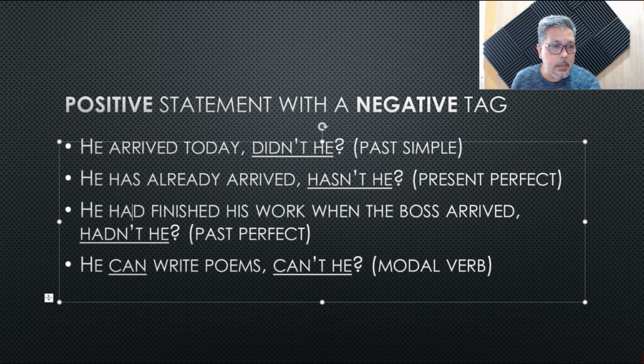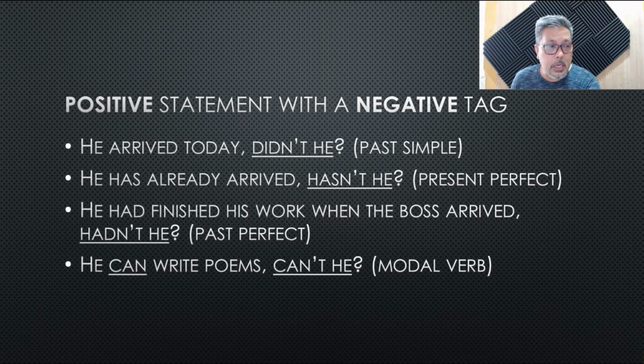Next is a modal verb. What if you have a modal verb like can? See here, he can write poems. Same thing, you form the negative of can, which is can't, and then just copy the subject, which is he. So you now have he can write poems, can't he? Same with other modal verbs like she should do it, shouldn't she? They must not do it, or they must do it, mustn't they? Okay, so same rule will apply there.